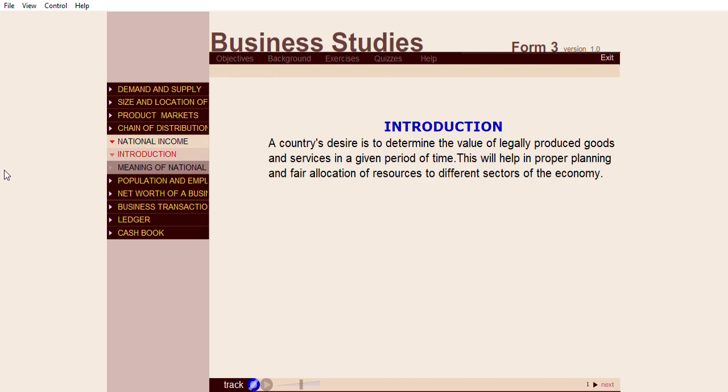Introduction. A country's desire is to determine the value of legally produced goods and services in a given period of time. This will help in proper planning and fair allocation of resources to different sectors of the economy.